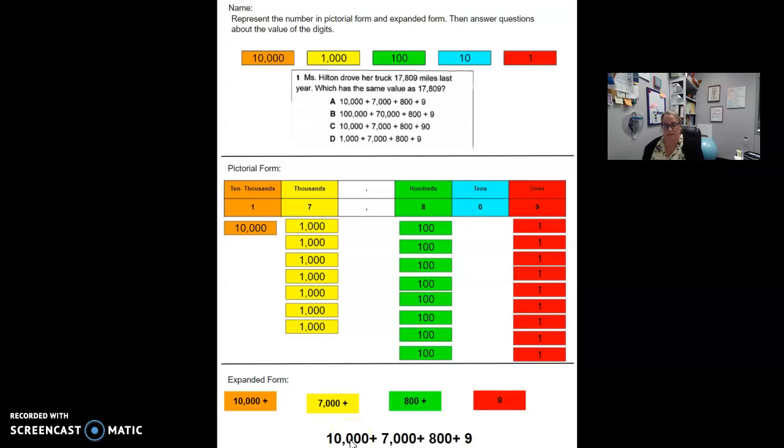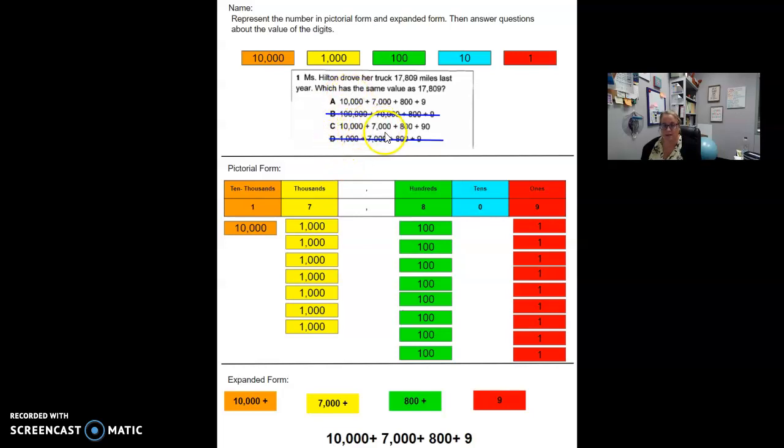If it has 10,000, it stays. If it doesn't, I'm going to get rid of it. So 10,000, it gets to stay. 100,000, that one can't stay. That one's too big. It's not the same number. So I'm going to go ahead and cross it out. 10,000 and then 1,000. So I can get rid of that one also. The next thing I'm going to do is my 7,000s. So then I cross it off. So now I am left with these two.